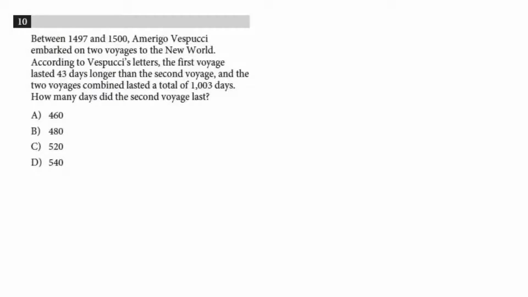Number 10. Between 1497 and 1500, Amerigo Vespucci embarked on 2 voyages to the New World. According to Vespucci's letters, the first voyage lasted 43 days longer than the second voyage, and the 2 voyages combined lasted a total of 1,003 days. How many days did the second voyage last? Okay, well, I'm just going to use F and S for the first and second voyages, and we have a first bit of information here, that the first voyage lasted 43 days longer than the second voyage.